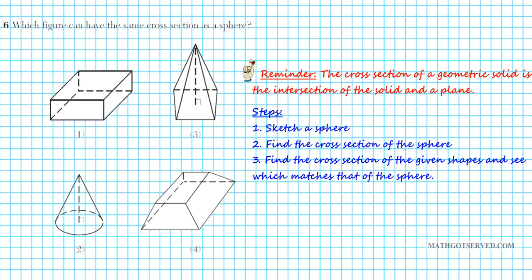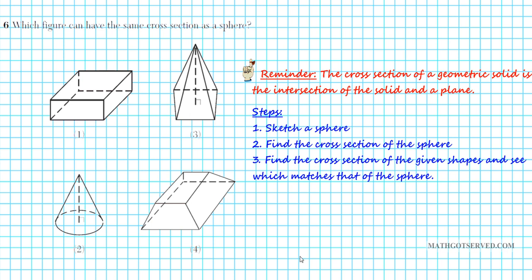First of all, we're going to sketch a sphere to give us a visual. Then we'll find the cross-section of the sphere. After that, we're going to determine the cross-section of these four geometric solids and see which one matches with that of the sphere.